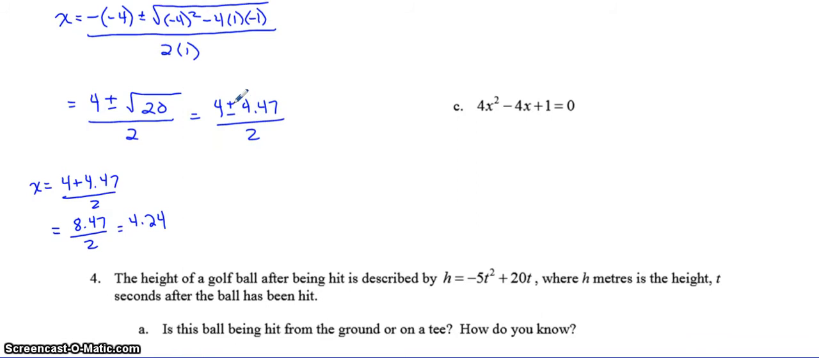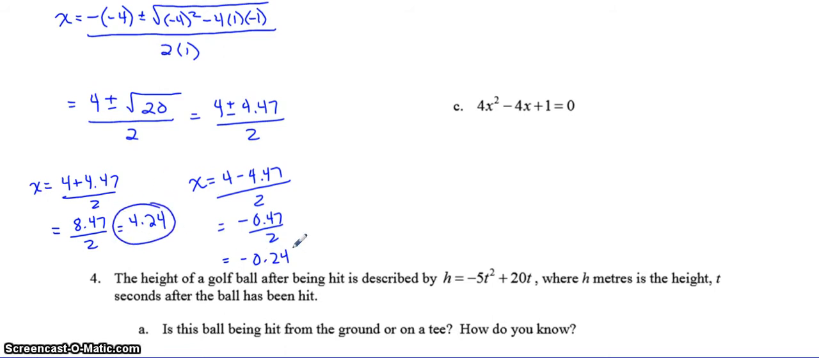So, as I said, one zero was found using the plus sign. The other zero is found using the minus sign. 4 minus 4.47 divided by 2 gives you negative 0.47 divided by 2. And when you divide that by 2, you get negative 0.24 rounded to 2 decimal places. So those are your two zeros.